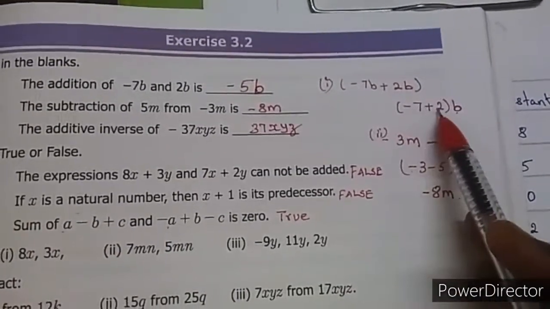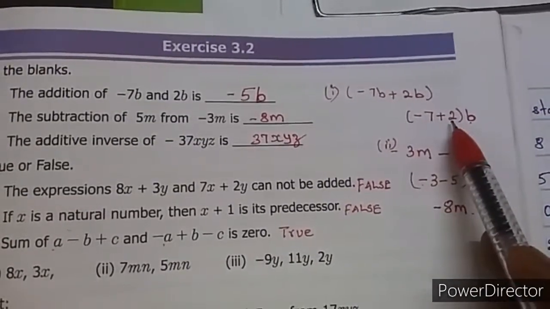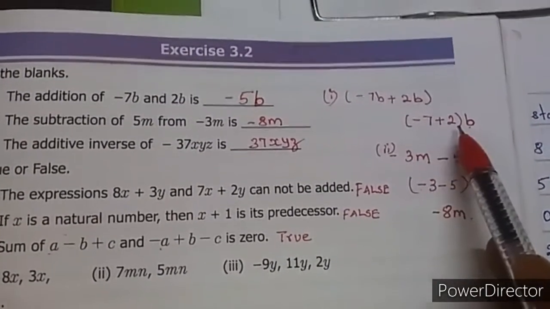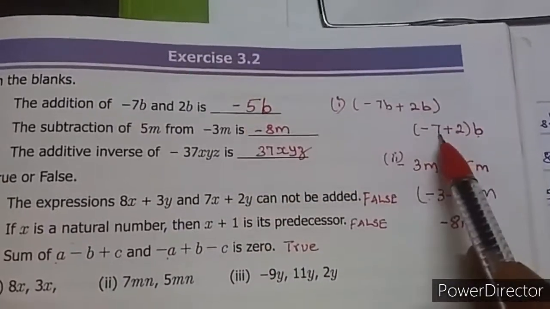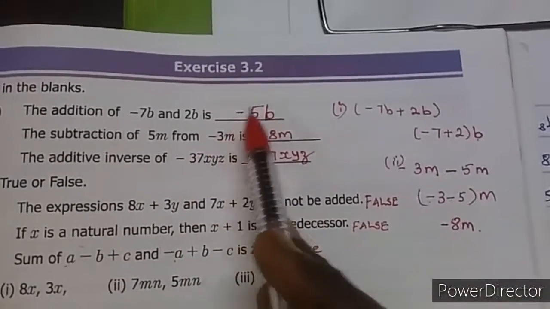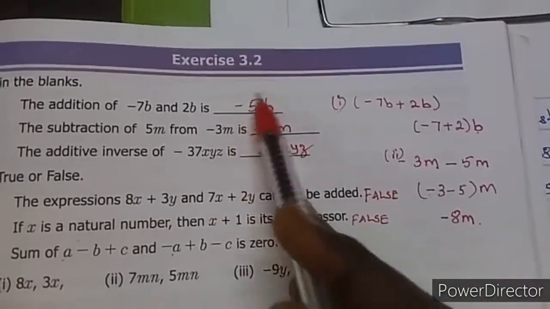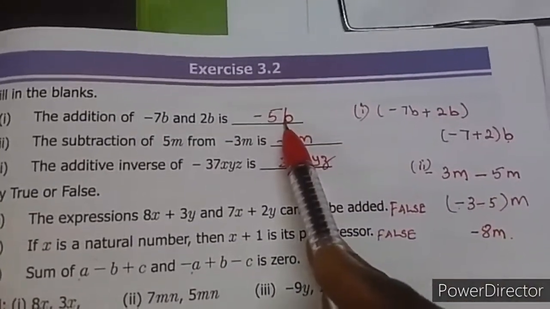and write the numbers in the bracket. So, minus 7 plus 2. Now, what to do with this 2? Plus into minus, we have to subtract this 2. So, 7 minus 2 is 5, and the greater number has the minus sign. So, write minus 5. Along with minus 5, you should write the given variable as b.